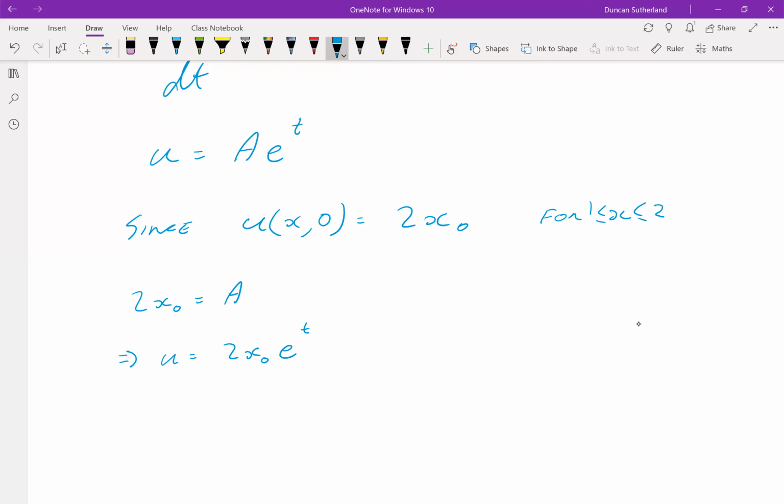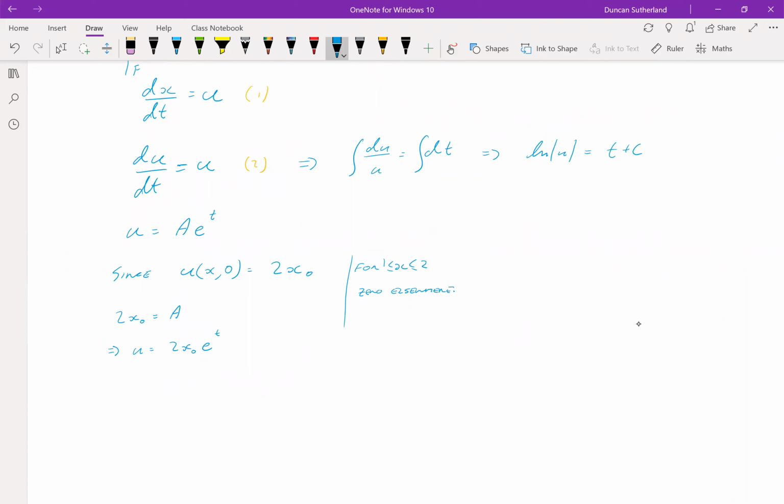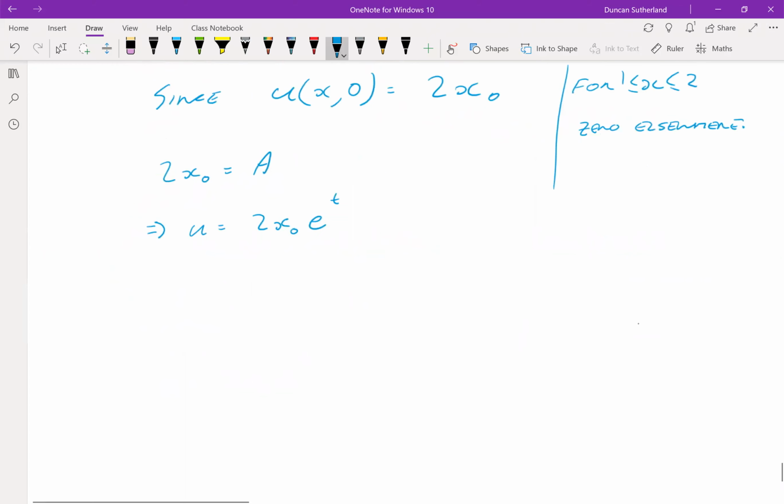Obviously, it's 0 elsewhere. That's just going to imply that a is 0 everywhere else outside of this little pulse region. So we're just going to have this pulse that evolves in space and time, and everything else is going to be 0. So this is enough information to go back and solve equation 1 for our characteristics.